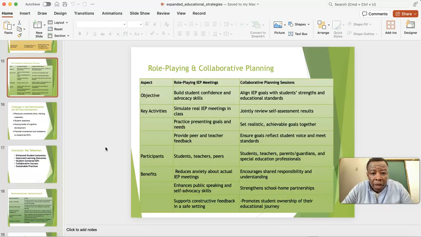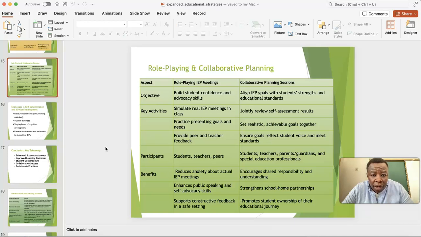Next is IEP role-playing and collaborative planning. So the objective of role-playing IEP meetings is to build student confidence and advocacy skills. Collaborative planning sessions align IEP goals with student strengths and educational standards.